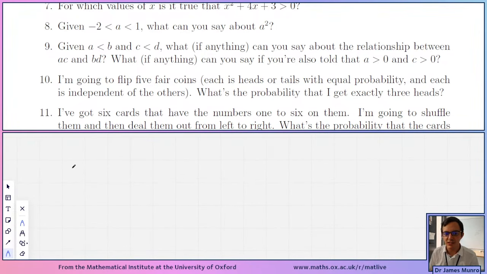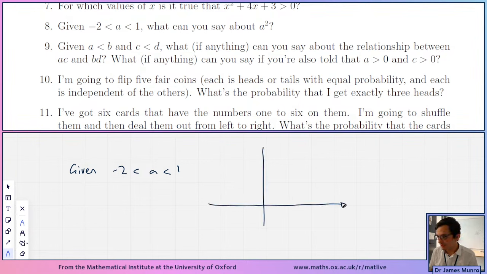So the question says, given minus 2 is less than a is less than 1, what can you say about a squared? And here a diagram is really useful. So if I put a on this axis and I draw a squared, or maybe like y equals a squared or something. I just want an excuse to draw a parabola. Let me draw my parabola. Minus 2 is over here, 1 is over here, and a is somewhere in this region.